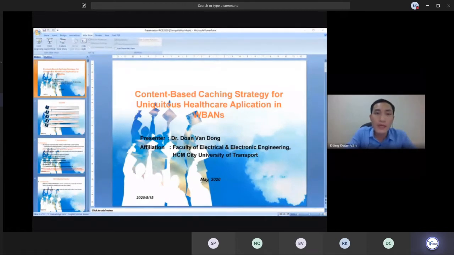Based on the problem and objective, we propose a scheme based on two aspects. The first one is the caching decision, and the second one is the replacement policy. The caching decision will be applied to each data item by considering important attributes. First, we consider data freshness, which is very peculiar to the wireless body area network.